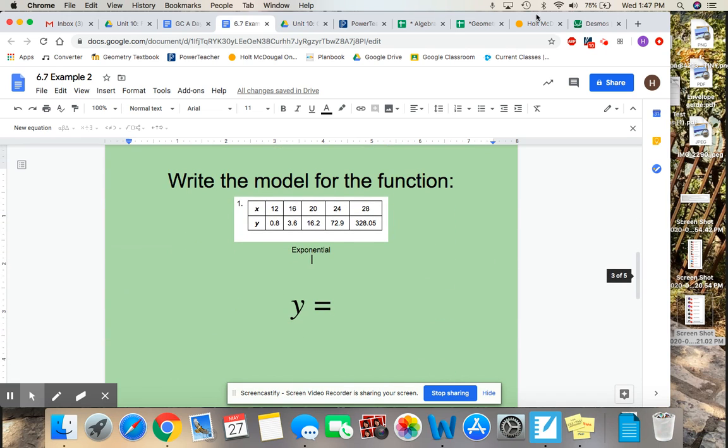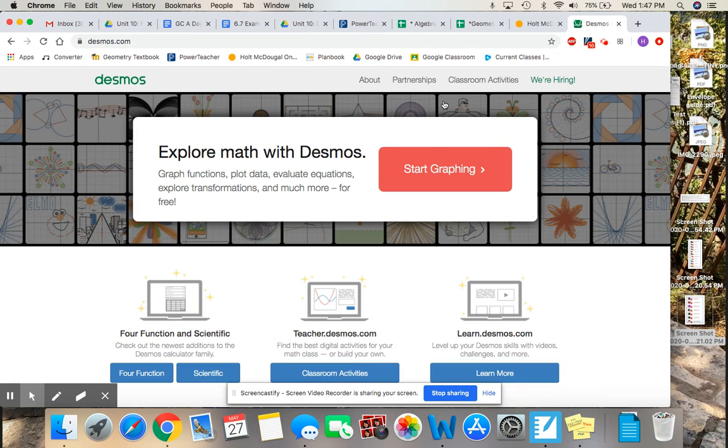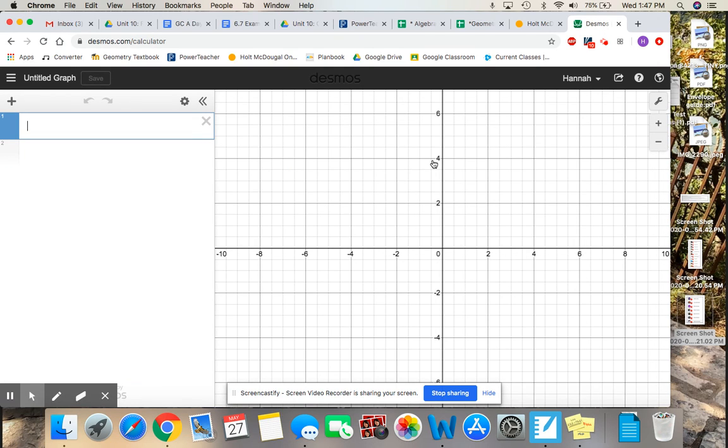So for Desmos, go ahead and go to desmos.com, start graphing, and we need to put our data in the table into Desmos. So add in a table. And then we're going to go ahead and type in our x numbers, 12, 16, 20, 24, 28, and then type in our y numbers.